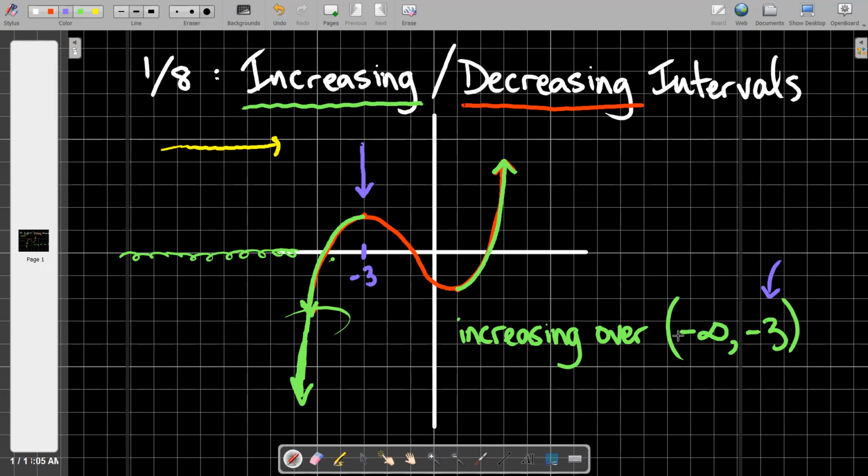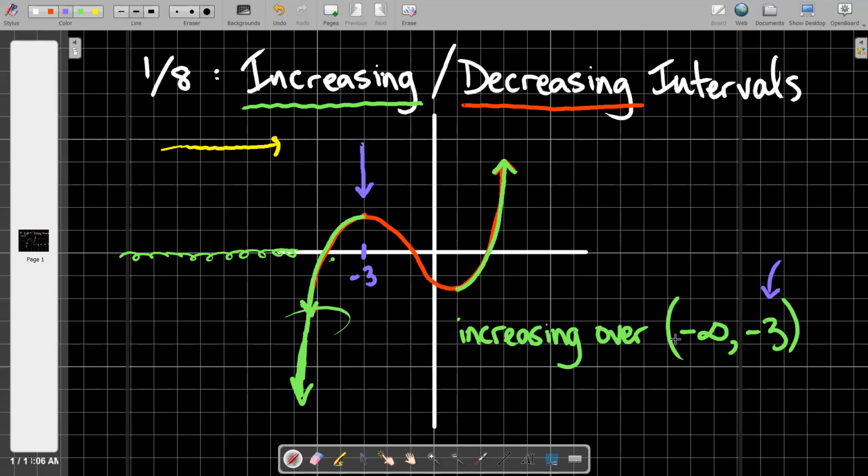The increasing ceases to happen the moment the graph arrives at -3. It climbs, climbs, climbs from negative infinity. In other words, negative infinity means forever to the left. The graph is climbing, climbing, climbing, but then it gets to -3 on the x-axis and says, I'm done. And what does it do at -3? It starts to decrease, right?